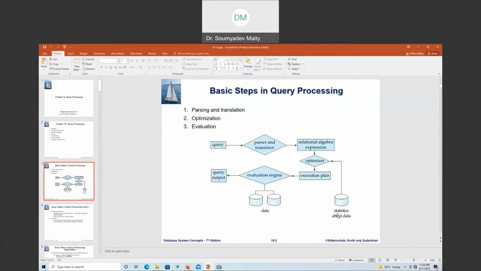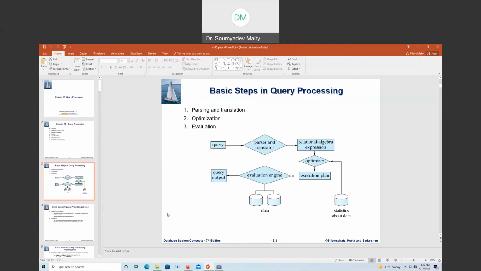This is the basic mechanism we have learned, how an SQL query is executed by the DBMS. We have learned that it is translated into a relational algebra expression, and then some optimization is applied, and optimization involves two things. Relational algebra may have multiple equivalent expressions. We choose the expression with the lowest cost.